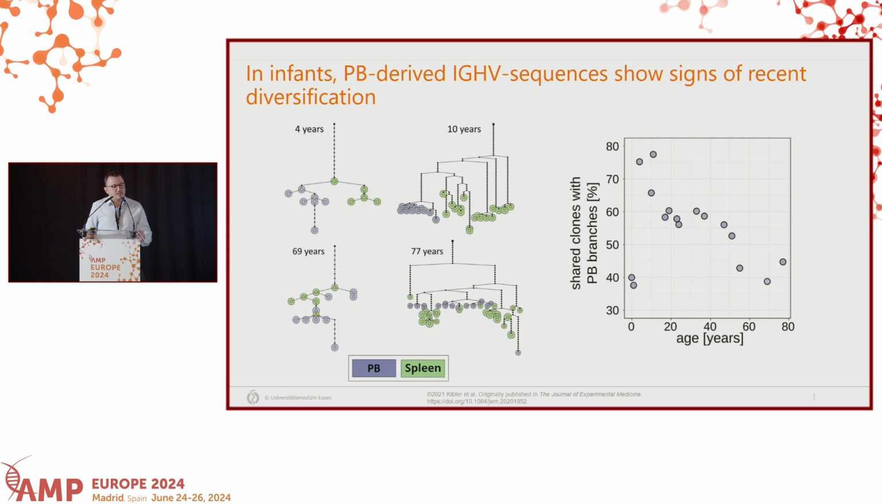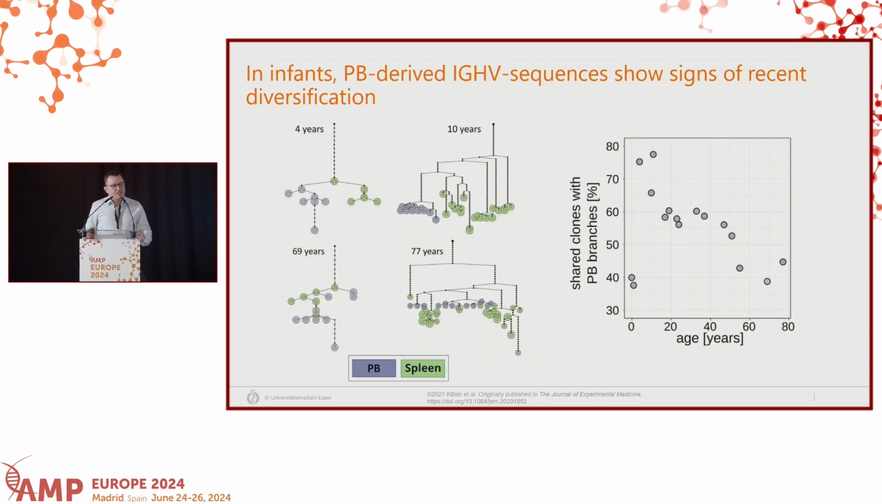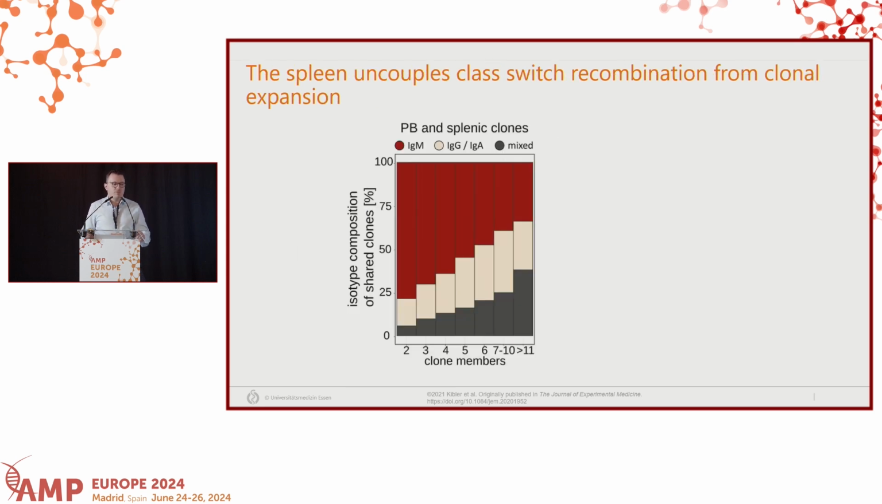And there you see that the sequences from blood and spleen are more and more intermingled. We think this points either to increased recirculation from the splenic archive, which would then again mean that this archive becomes leaky in old age, possibly impairing its protective function.